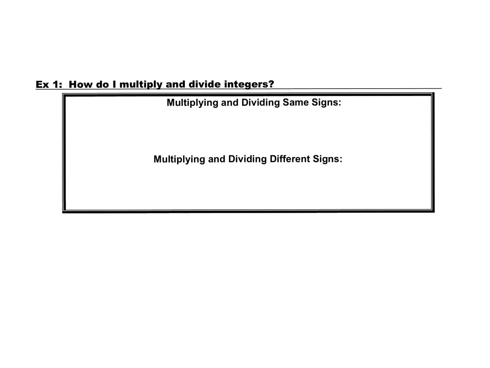Example 1, how do I multiply and divide integers? All right, so multiplying and dividing integers with the same sign, which would mean a positive times a positive, or it could be a negative times a negative. Now look at, he's looking pretty happy. Multiplying the same signs, we're going to have a positive answer.